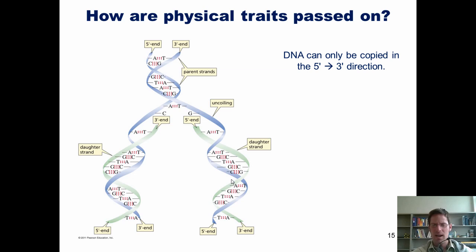When the cell's entire genome has been copied, that is, all of its DNA, the two new double helices, each composed of one of the original parent strands together with a new copied daughter strand, and then the same over here to the right, then separate, and they go into the two dividing nuclei that are formed when the replicating cell divides.